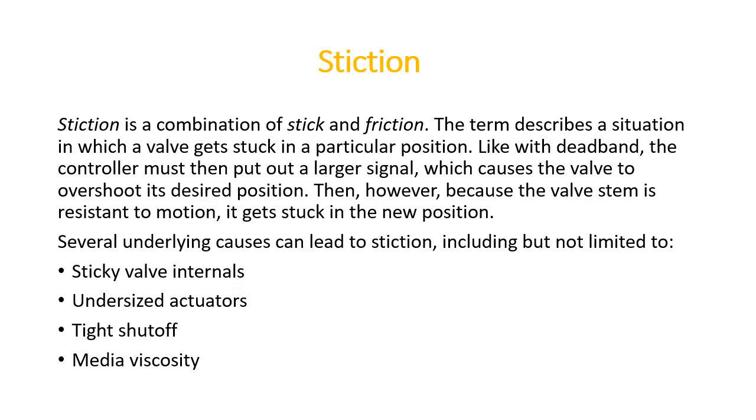Like with the deadband, the controller must then put out a large signal, which causes the valve to overshoot its desired position. Then, however, because the valve stem is resistant to motion, it gets stuck in the new position. There may be several underlying causes of Stiction. Some causes may be sticky valve internals, undersized actuator, tight shut-off, and media viscosity. So this may be some of the reason, and the solution is also with you, because if it is an undersized actuator, you may go with a higher size of actuator.